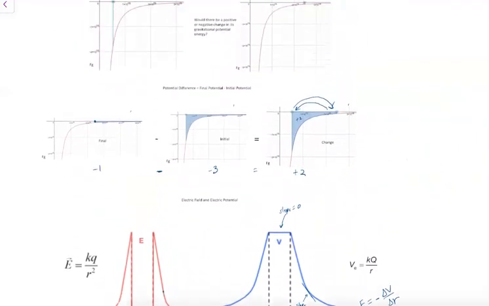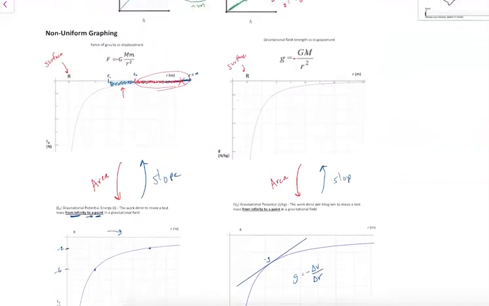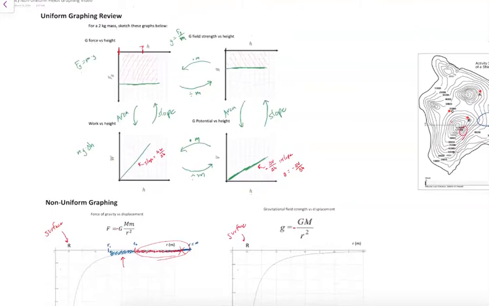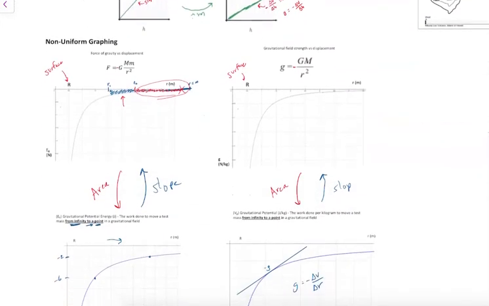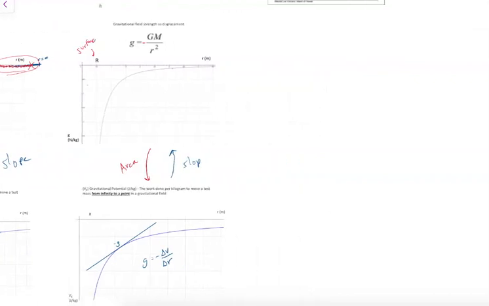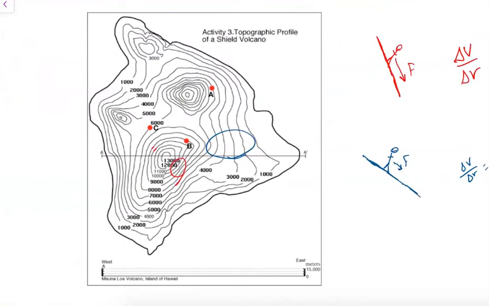But really, before I end this video, I just want to say that use your intuition of the areas and slopes in uniform fields to help you with non-uniform graphing, and then you just have to think about rates of changes, and specifically rates of changes when it comes to non-uniform fields, like this representation of a non-uniform field.